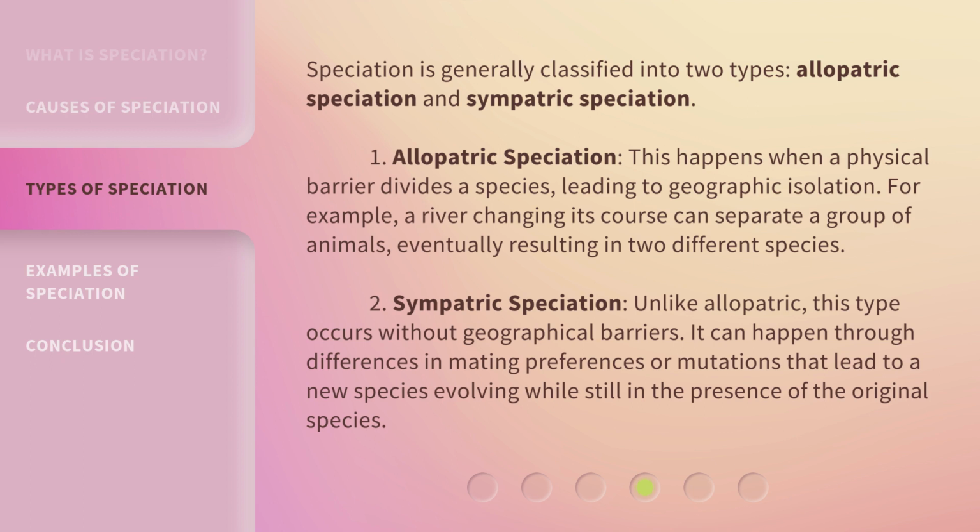2. Sympatric speciation. Unlike allopatric, this type occurs without geographical barriers. It can happen through differences in mating preferences or mutations that lead to a new species evolving while still in the presence of the original species.